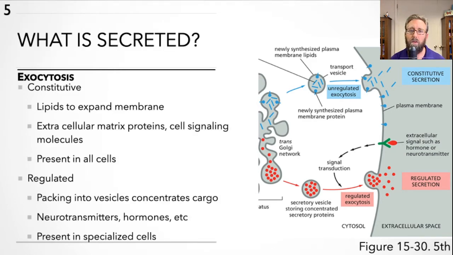And so what is secreted? In constitutive, this is how lipids get to the membrane to expand the membrane. Matrix proteins, signaling molecules. This is present in all types of cells. Regulated exocytosis, this one that can be triggered by a signal, is usually only present in very specified cells. And the density of what can be excreted in regulated exocytosis is much greater. So things like neurotransmitters and hormones are done here because everything is actually specifically packed into a vesicle to be released.